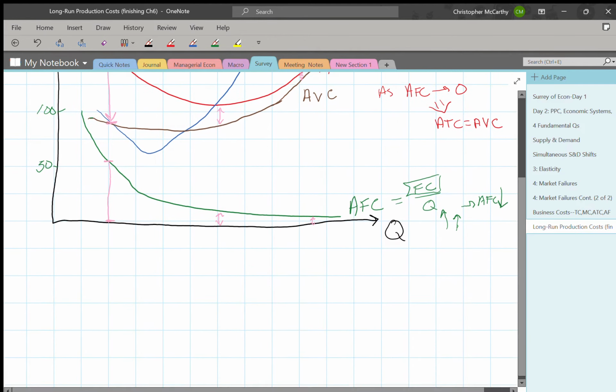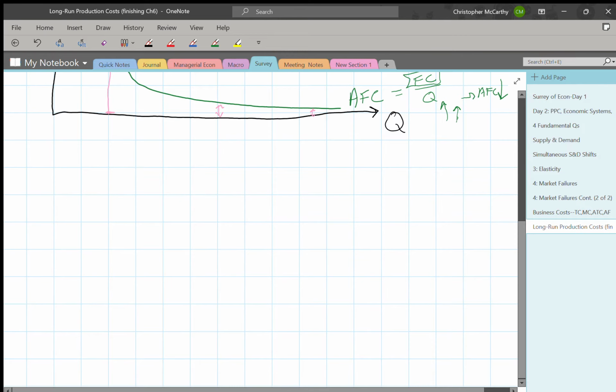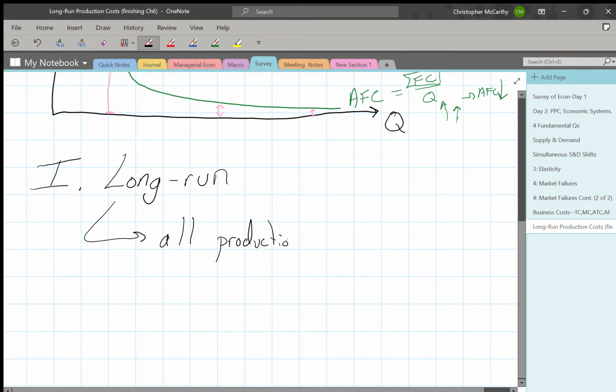So let's talk about the long run now. The long run is an important concept in economics, but it's kind of difficult for us to get a good handle on it. So in the long run, we know that all production costs are variable.